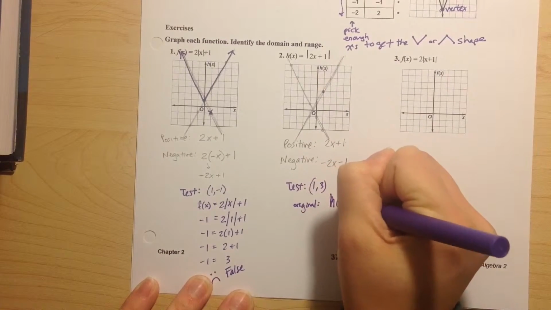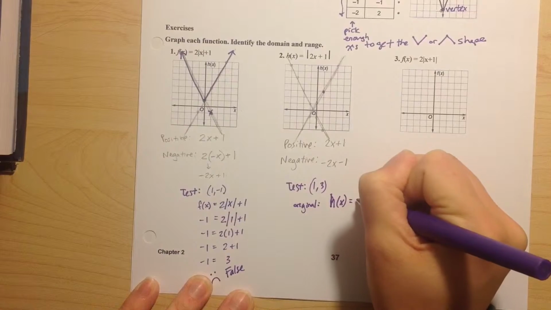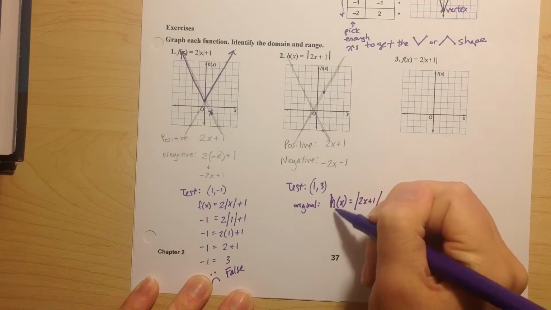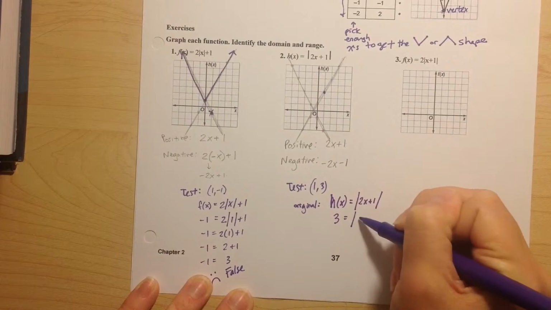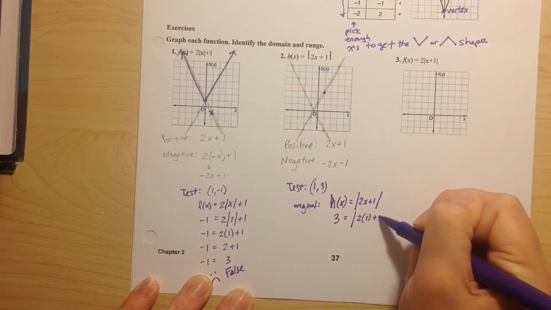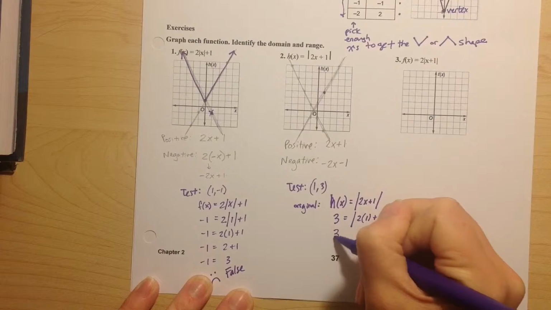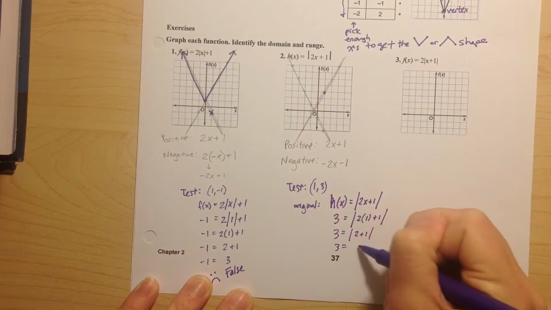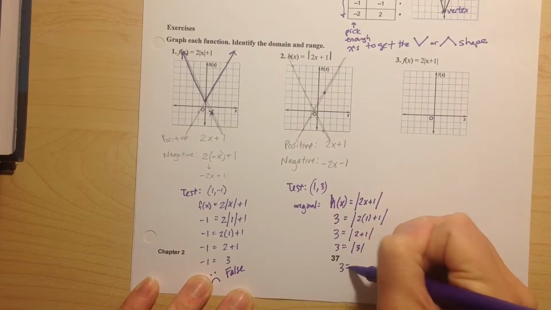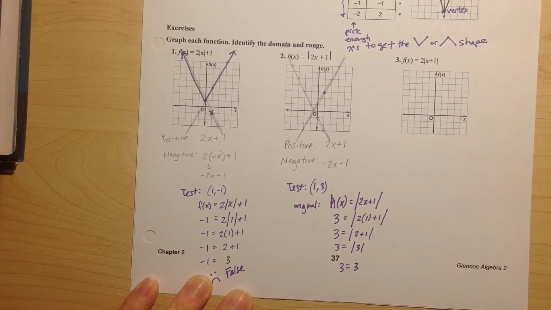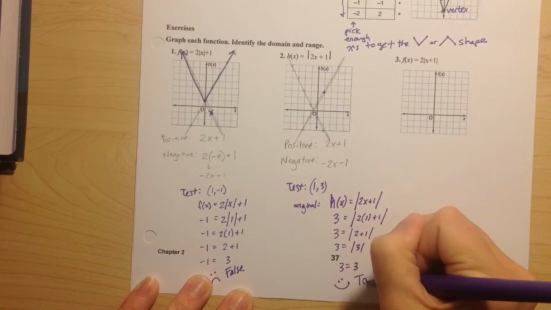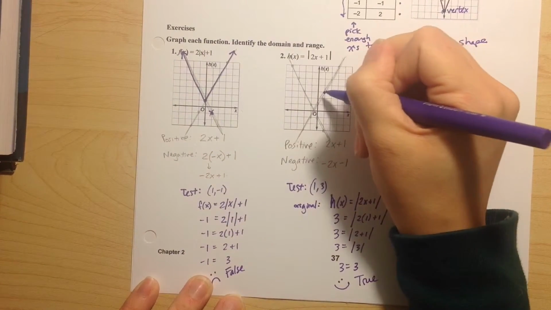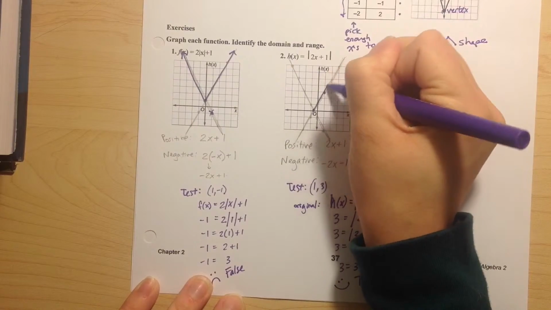H of x, almost wrote f of x there, equals the absolute value of 2x plus 1. So h of x is my y value. Absolute value of 2 times 1 plus 1 in absolute value bars. 2 times 1 is 2, plus 1 is 3, and 3 is the absolute value of 3. Hooray! So that works. That's true. Meaning, I like that point. That point is good to go. So I want the upper V.